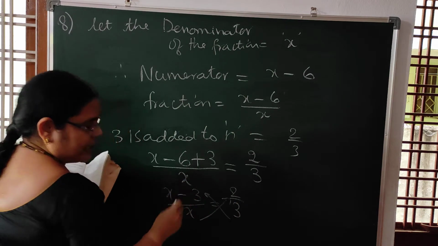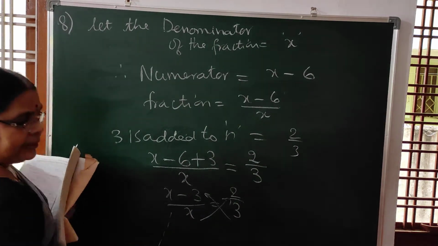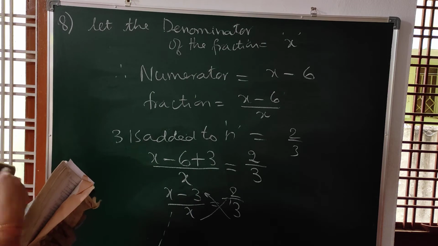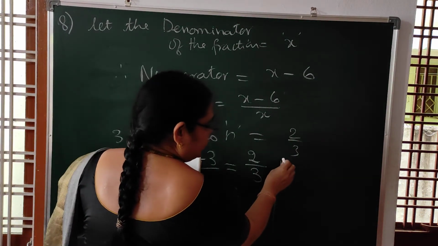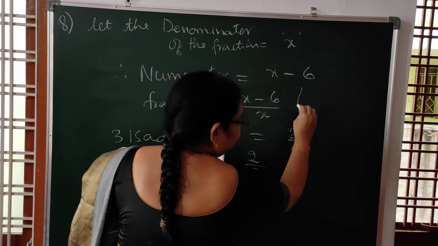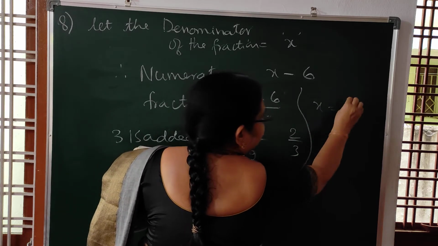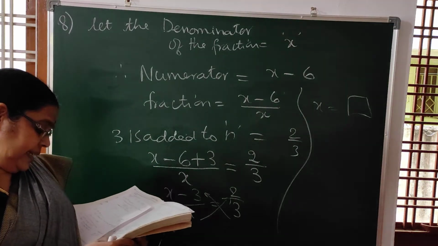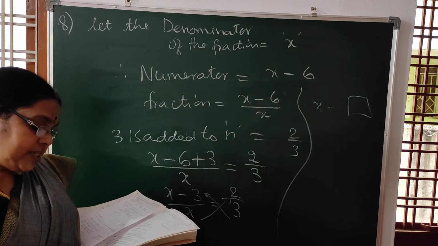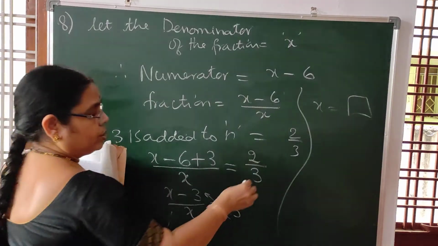So here you have to do cross multiplication and solve this. You will get x is equal to something, isn't it? x is equal to something you will get when you solve this equation. You are asked to find here what? What is the original fraction equal to?